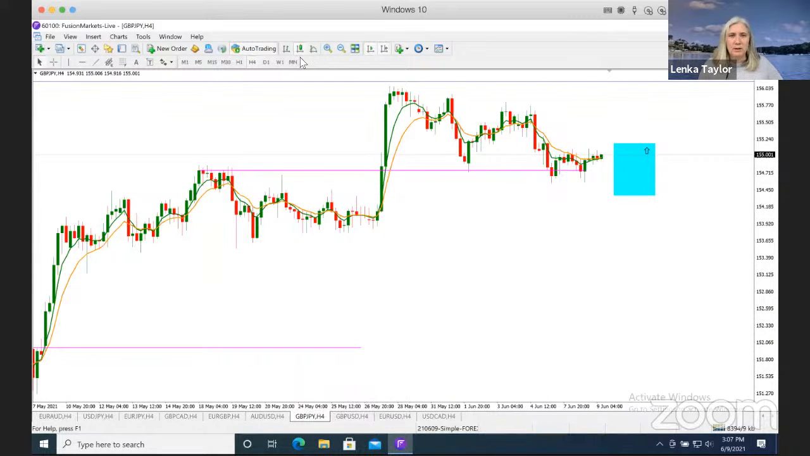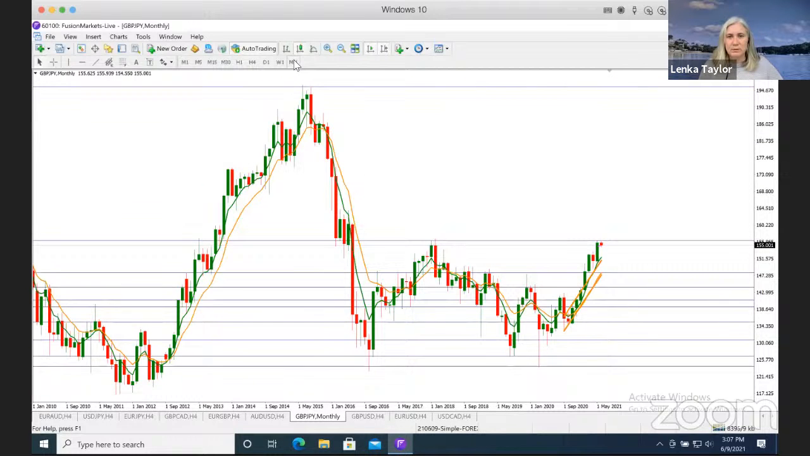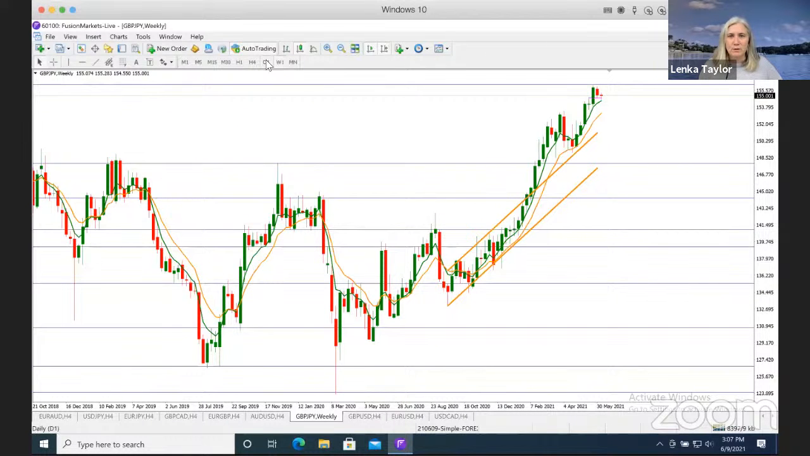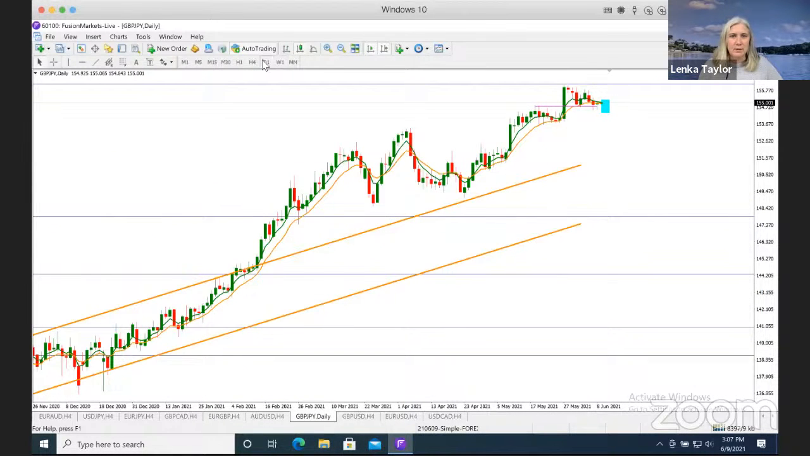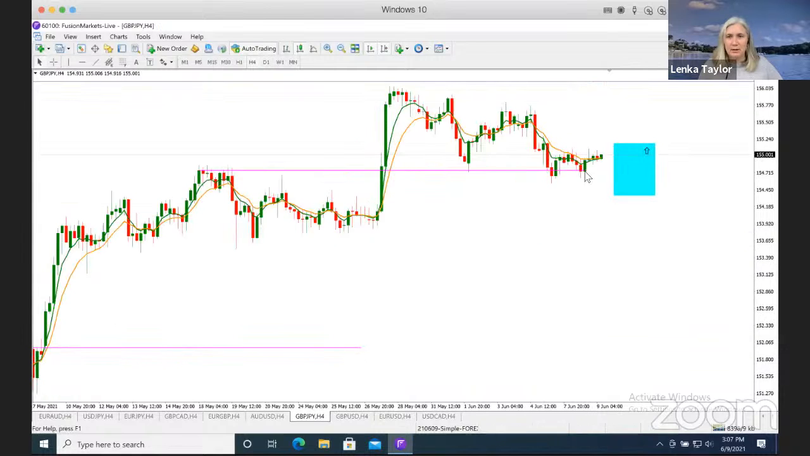Gbp Jpy. This I'm still looking for a long, even though it is very close to the horizontal levels there. So there's not much room. I would like probably a bit more room on that one. So a further pullback down here, possibly tomorrow. And then looking for a long, potentially reducing risk, as that horizontal is quite close.